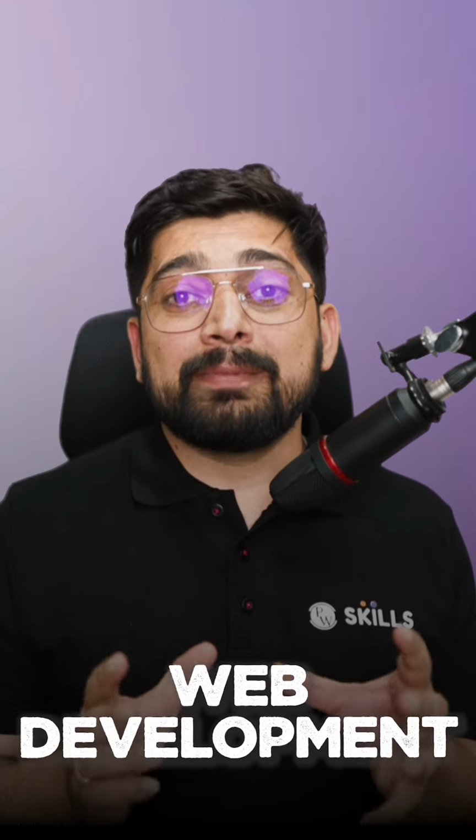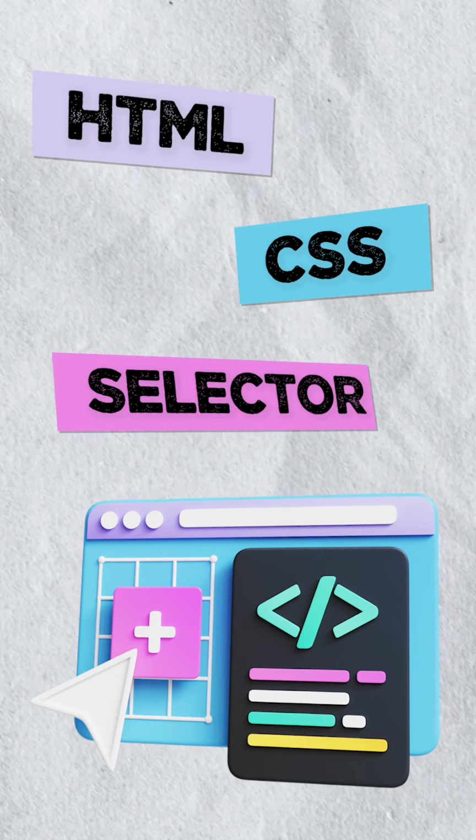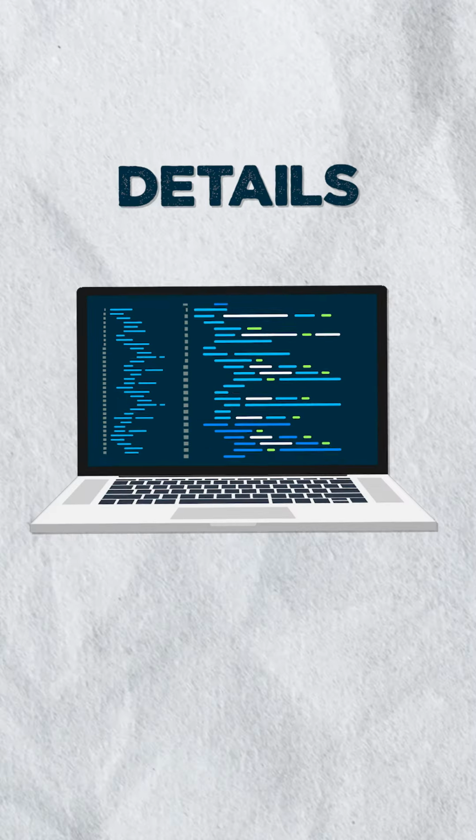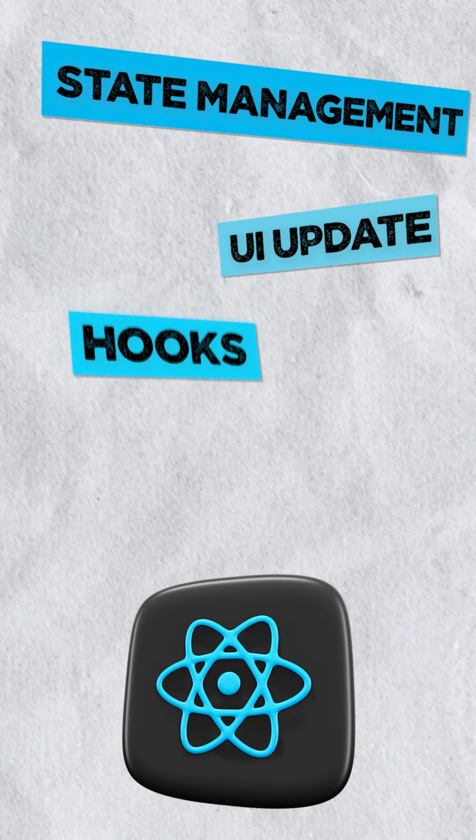Full stack web development is a long process, but it's not really a complicated process. Start with HTML, CSS, learn the selectors, learn something like Tailwind. After that, jump into JavaScript, get into the details, how it works, how it doesn't work, and then jump into React. Learn about the state management, UI updation, hooks, and all about that.